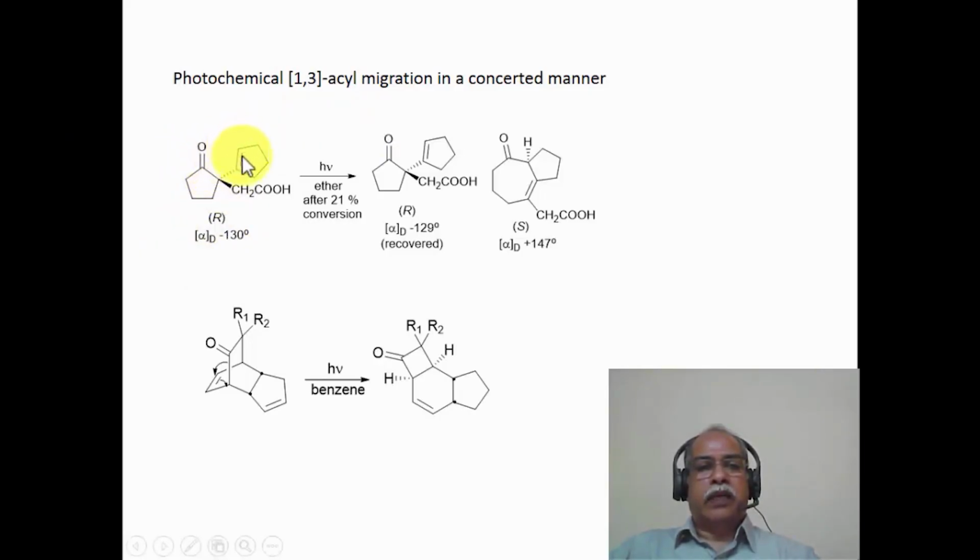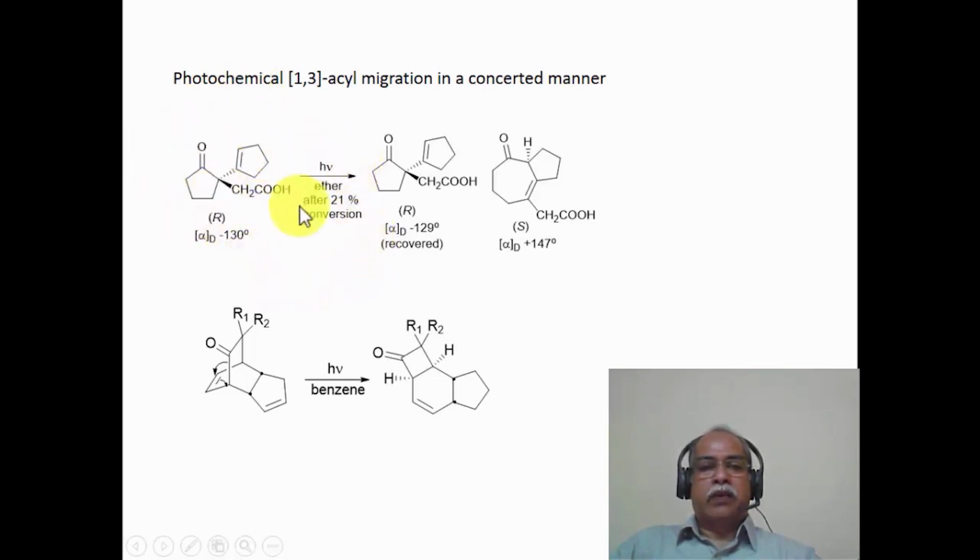This has to migrate over here with a concomitant migration of this, with a ring expansion taking place. A 5-membered ring, when the acyl carbon migrates over here, adds these 2 extra carbons, so it becomes a 7-membered ring. So a fused 7-membered ring is being formed during the course of the migration. In doing so, this chiral center over here retains its stereochemistry, the migration being suprafacial. So if the acyl migration were a simple carbon-carbon bond breaking and reattachment in a stepwise manner, you would expect a racemization process to take place.